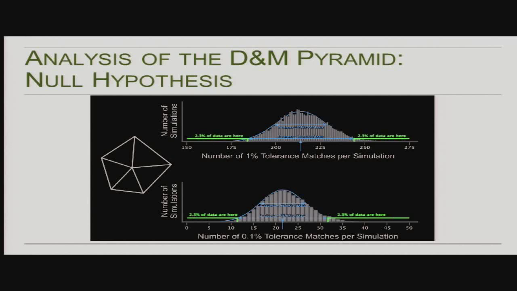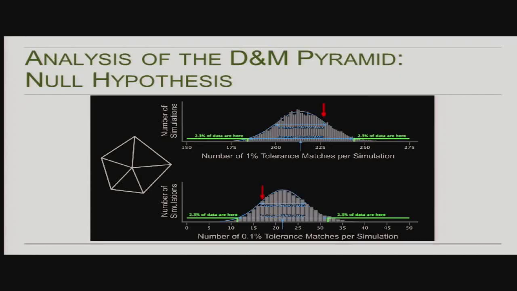2.5% on either wing. In physics, the magic number is a 5 sigma detection. That means that there is less than a 1 in 1 million chance that your result is due to pure random fluctuations, random chance. For example, the Higgs boson. When that was first announced from CERN that, hey, we found it, it was a 4.5 sigma detection. Then it was a few months later when they built up enough statistics that it was actually now the magic 5 sigma detection. In this case, what's being shown by the red arrow is exactly where the D&M pyramid lies.